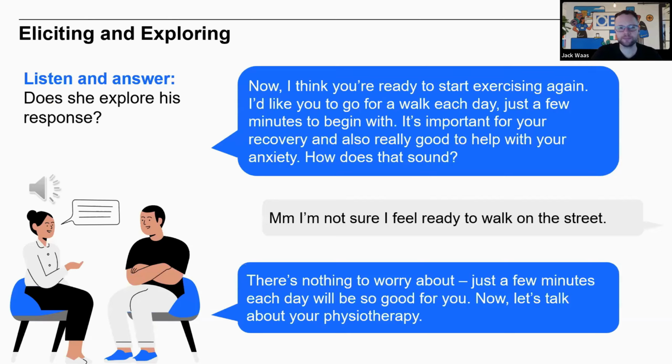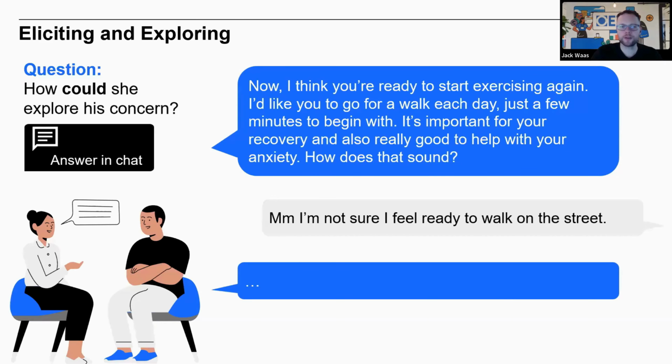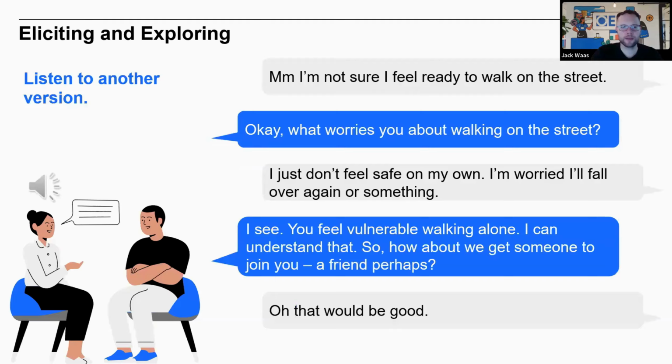Now, I think you're ready to start exercising again. This is just a transcript, what we talked about. So, okay. So let's listen to another version, and I want you to think about how this does the same thing. Maybe this is better or worse at exploring the concern. Just think about this differently. Listen to this other version as well.